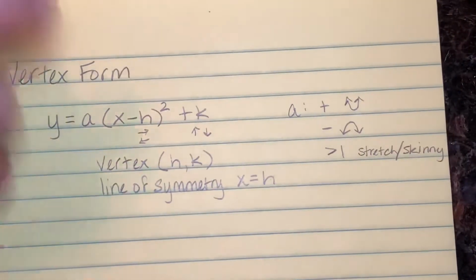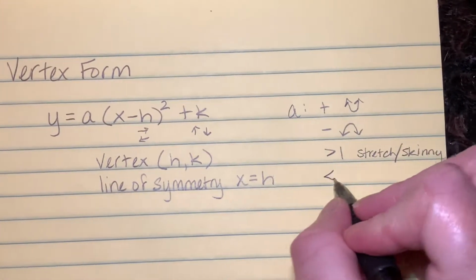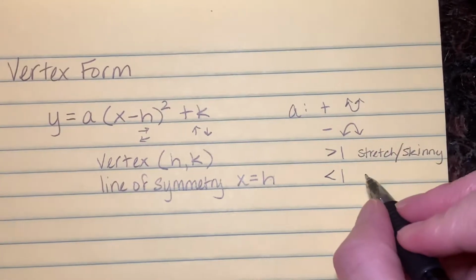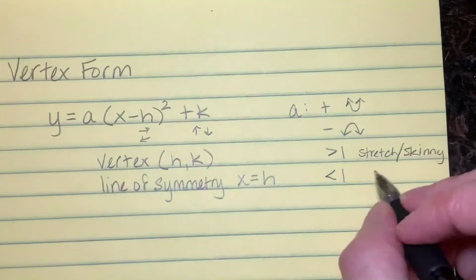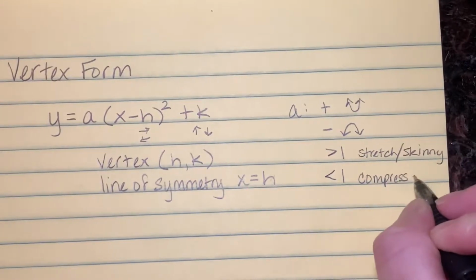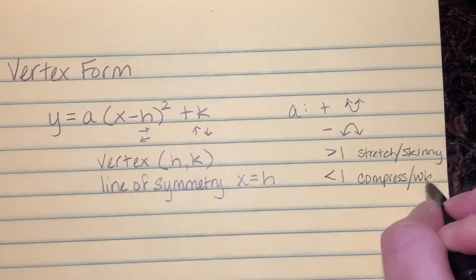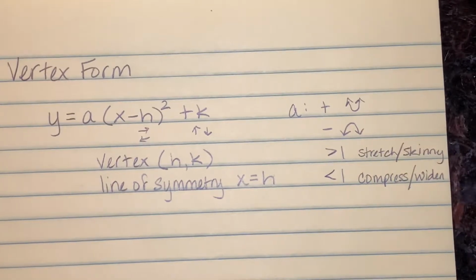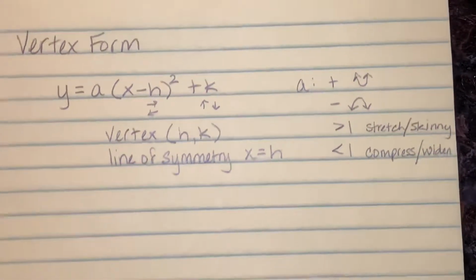Sorry, you can't read the skinny there. And if it's less than 1, then it's going to compress. It pushes onto the paper, so it compresses, or it widens. So kind of keep that in mind.